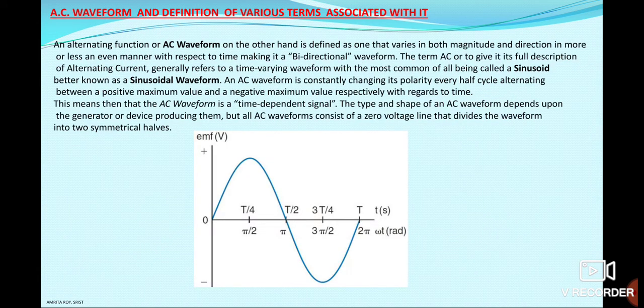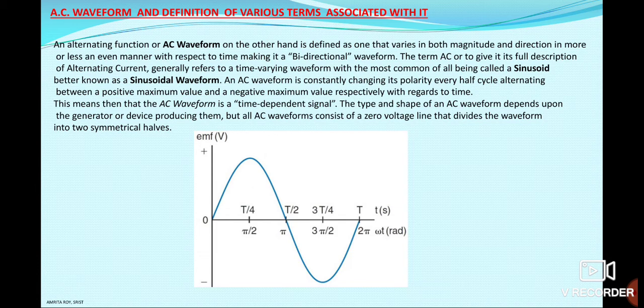Next is the AC waveform and the definition of various terms associated with it. So what is an AC waveform? It is defined as one that varies in both magnitude and direction in more or less an even manner with respect to time, making it a bidirectional waveform. What do we mean by a bidirectional waveform? A bidirectional waveform means a waveform that has both positive and negative values.